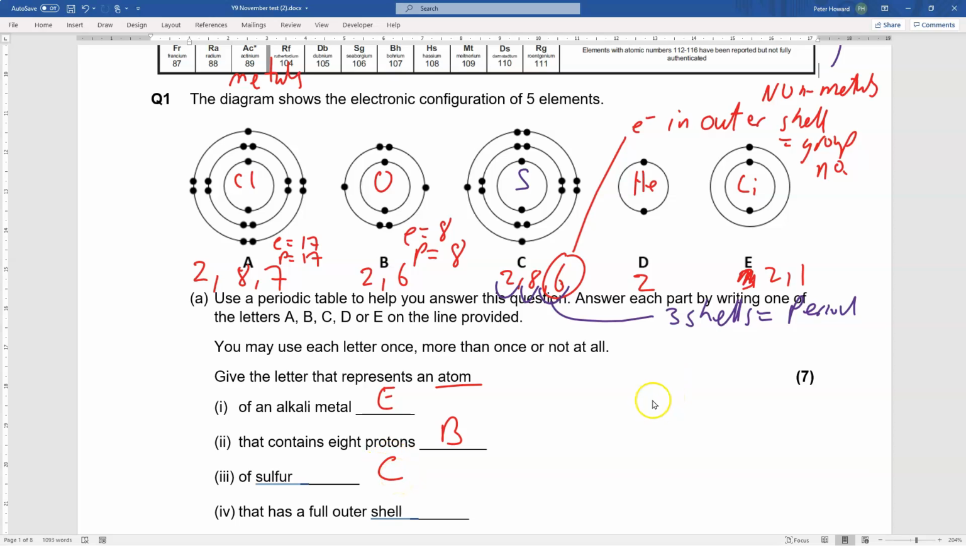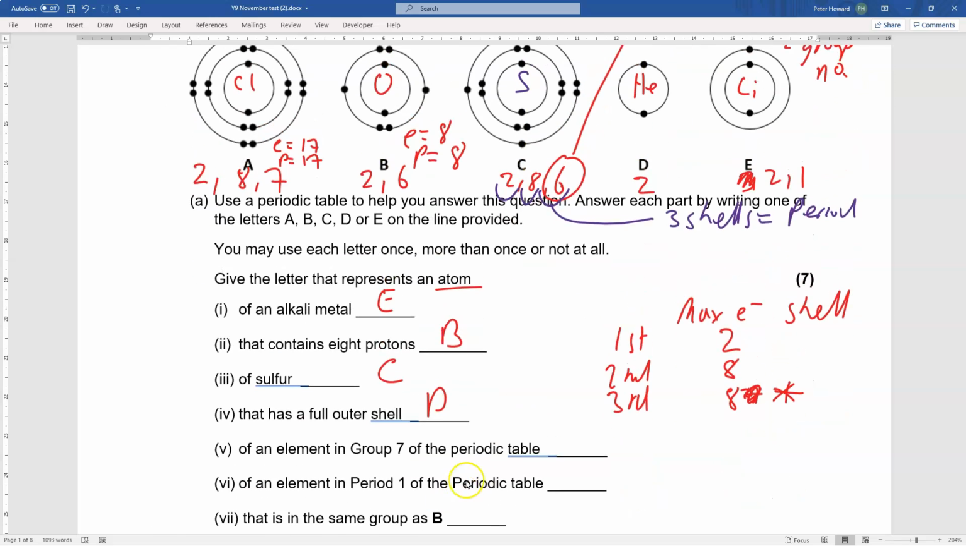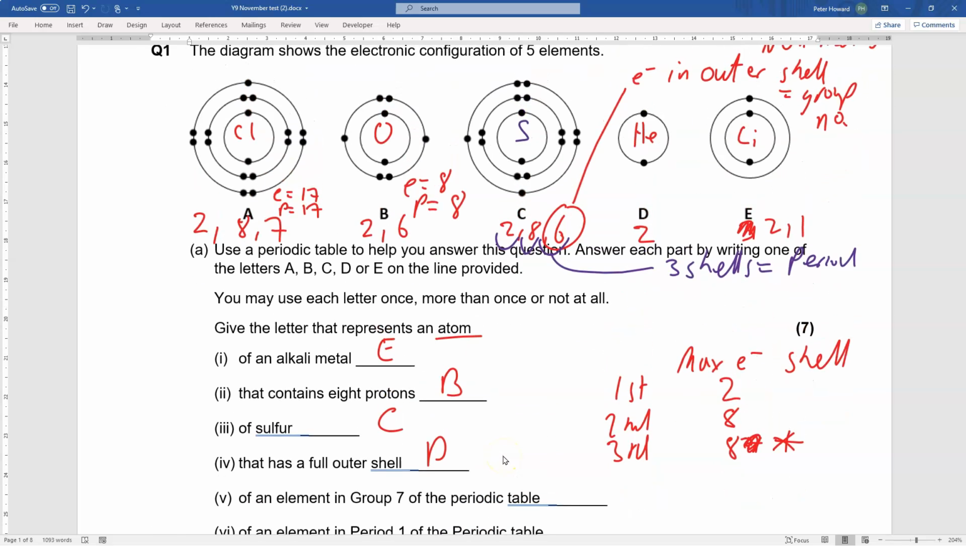Pull out a shell. If we did a little table saying the max electrons for a shell, we could do first, second, third. Max electrons for the first shell is 2, second shell 8, and the third shell is happy with 8. So, which one has a full shell? That's going to be D. In group 7 of the periodic table, something which has 7 electrons in the outer shell, that's going to be A.